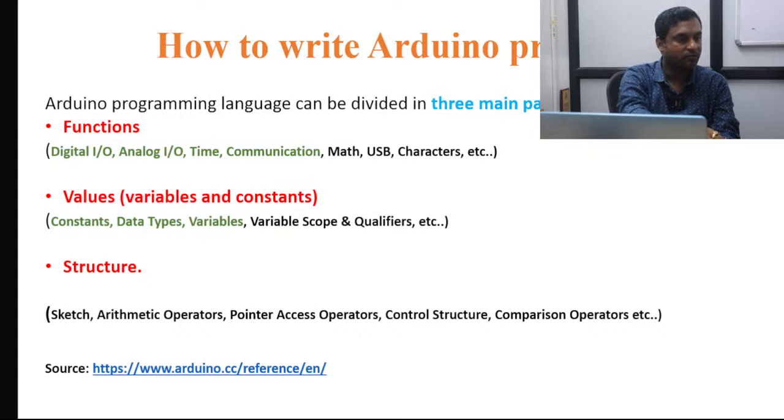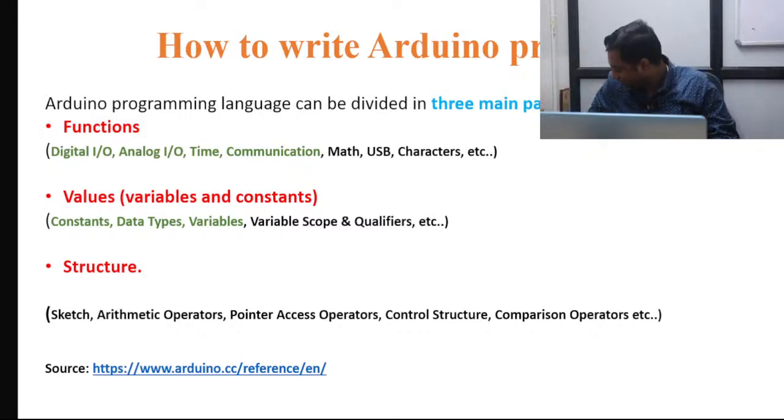Battery is going down. Okay, next is how to write the Arduino program. Arduino programming is basically divided into three main parts. First one is the functions. In the functions there is digital IO, meaning digital input and output, then analog input and output, some time, some communication, some math, and some USB characters. Inside each there are different functions.